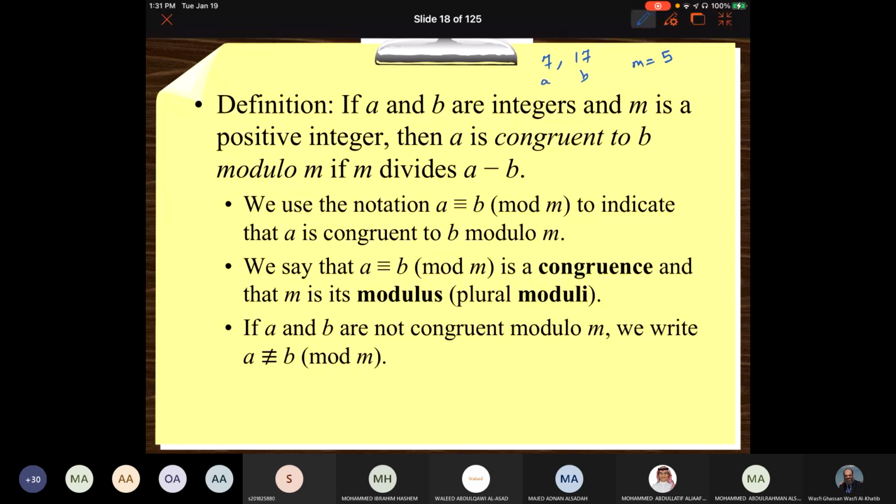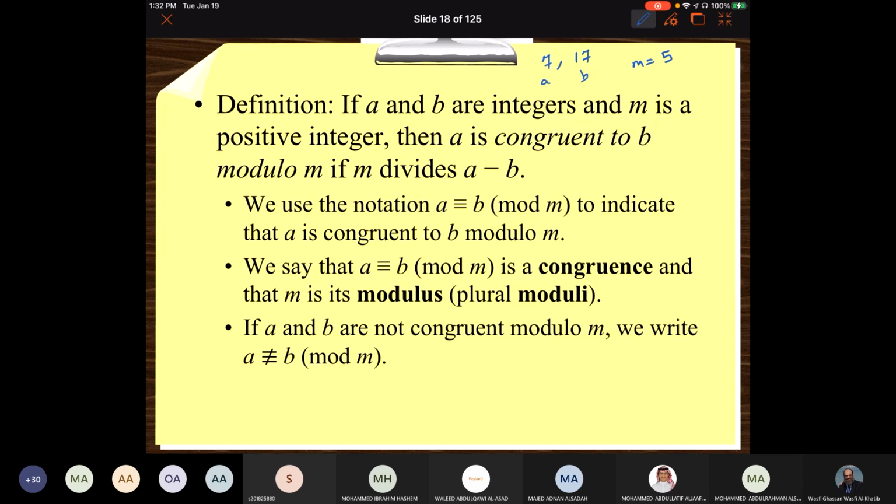So we use the notation A is congruent to B mod M. That's why we are not using equal, we are using 3 lines to indicate that A is congruent to B modulo M, and sometimes we just say mod M. We say that A is congruent to B mod M, and this is called a congruence.